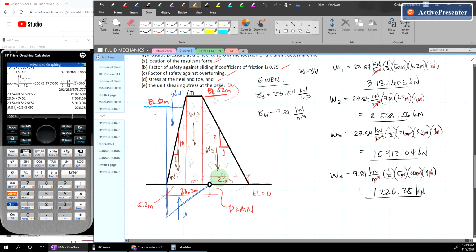Okay, so hindi natin alam pa yung location niya, so i-assume ko na lang na nandito yung ating resultant force R. Then of course meron tayong dalawang components, yung Ry and Rx.